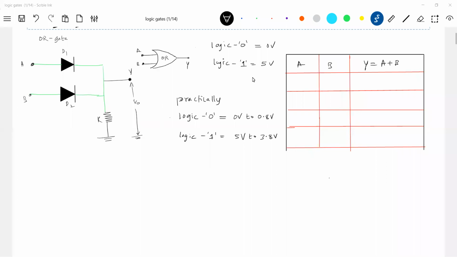That means, what happens at 3 volt or 2.5 volt? We do have other circuits which will cross-check. We have methods for that, but that is not our problem. Anything from 0 to 0.8, you take as logic 0. Anything from 5 volt to 3.8, you take as logic 1. This is the main central idea of our discussion. This will be ideal and this will be practical.